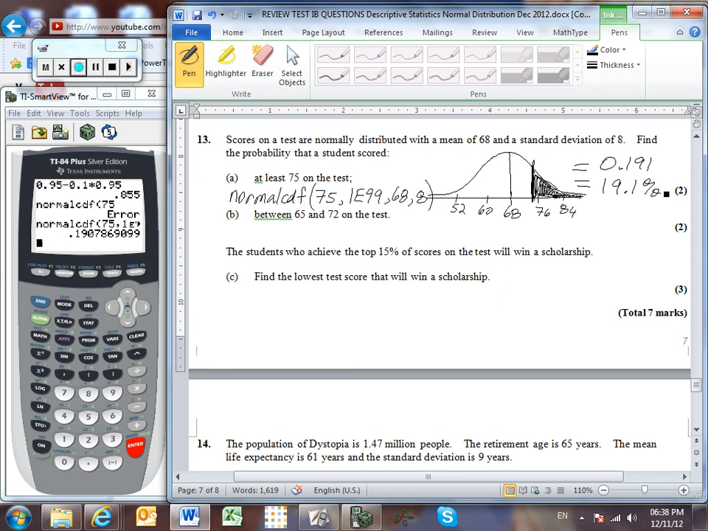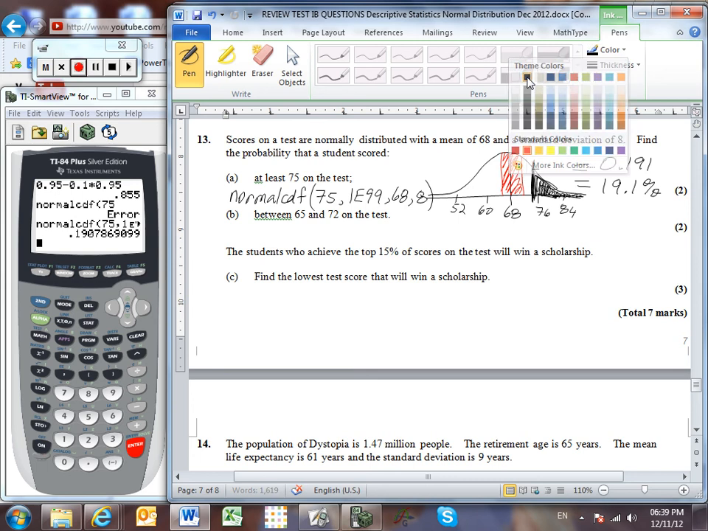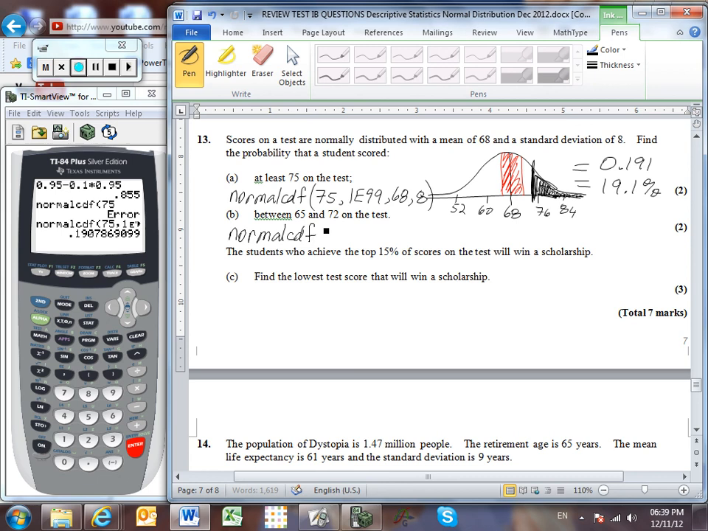Alright, what's the probability of being between 65 and 72? So I'll just change color so you can see what I'm dealing with. Between 65 and 72, we're looking for this region right here. And so again, we're going to use the normal CDF. And you'll notice that I'm writing down normal CDF as a way of showing my work. So my lower bound is 65, my upper bound is 72, my mean and my standard deviation remain the same.